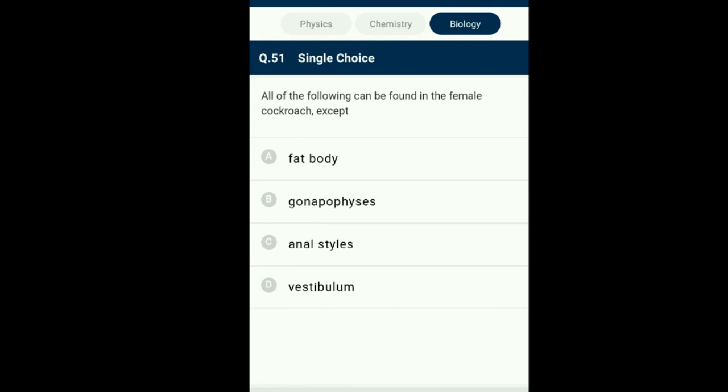The 10th segment bears a pair of jointed filamentous structures called anal cerci, found in both sexes, and the males bear thread-like small structures called anal styles. It is otherwise called caudal style. This is absent in the female. So the answer is option C, anal style.